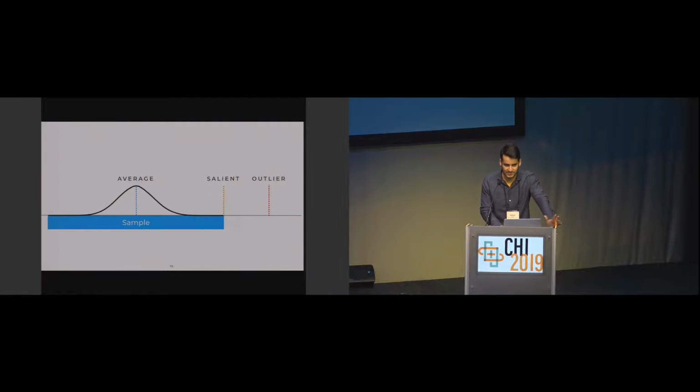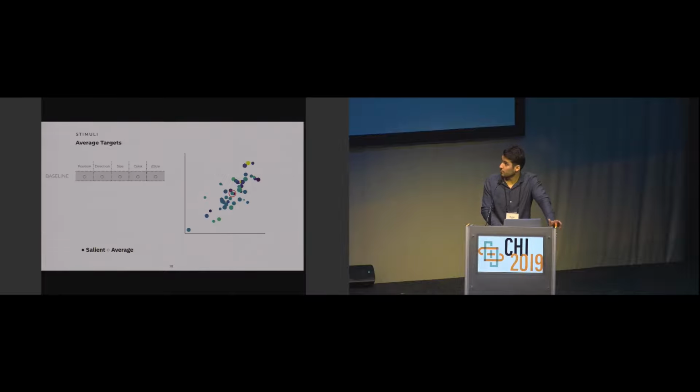In order to manipulate the saliency of the target, we sample values from normal distributions. So when we need the target to have an average visual property, we pick the mean of the distribution. When we need the property to be salient, we pick the maximum value from the sample. So the outlier is always a value outside of the sampled range. We created these plots by simulation, and we split them into two groups. The first group contains average targets with low visual saliency.